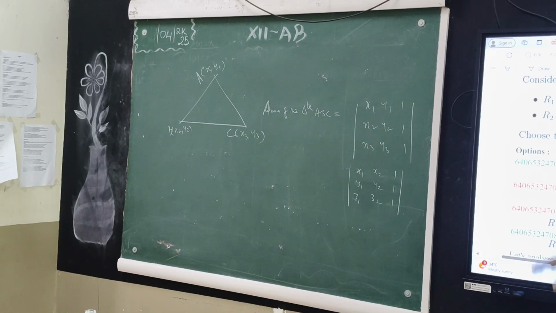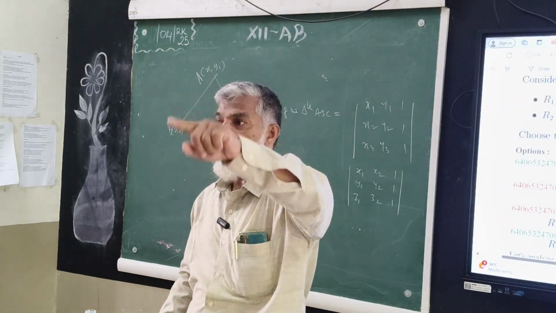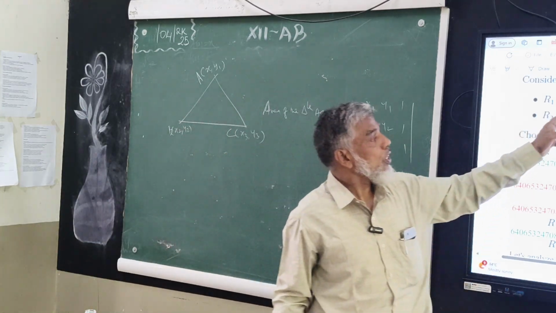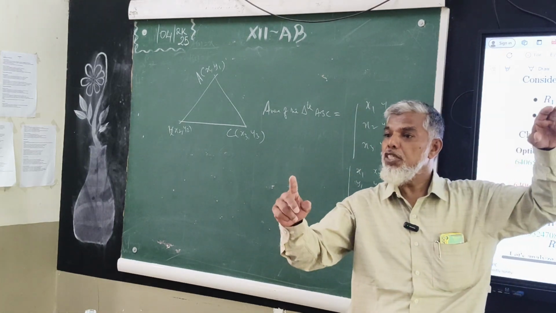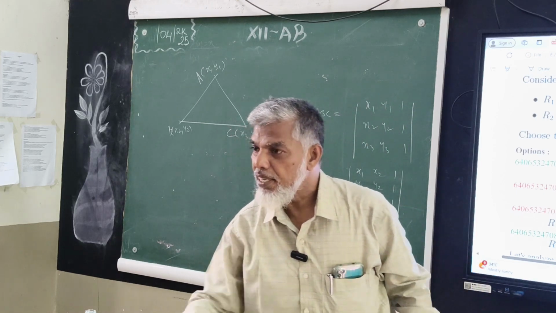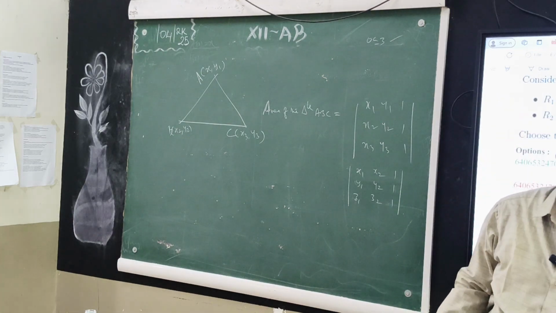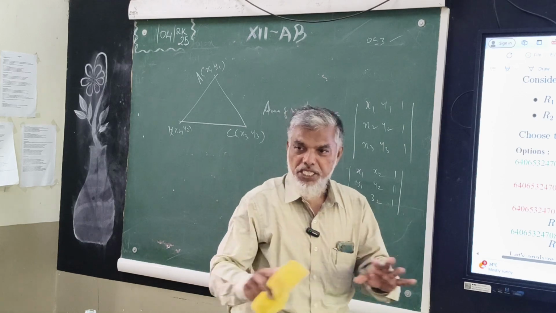Choose the correct options. R1 is reflexive and symmetric. Correct? Is R1 reflexive? What is reflexive? (a, a) belongs to the relation. So (a, a) here will be (x, x). Then x minus x is 0, and 0 is less than or equal to 3. Correct. Therefore reflexive. So the first condition is satisfied.